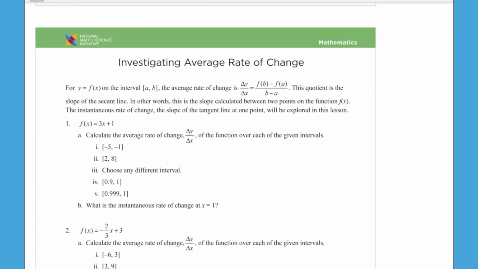On this particular lesson, we're going to look at problem number 1 for investigating average rate of change. For y equals f of x on the interval from a to b, the average rate of change is delta y over delta x, or f of b minus f of a over b minus a. This quantity and this idea should not be foreign to them. That should be quite familiar.